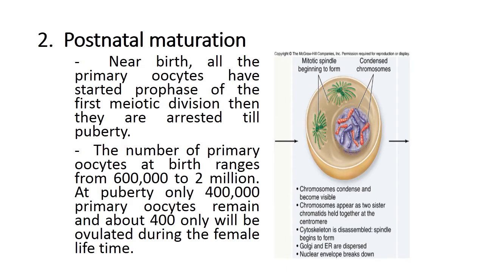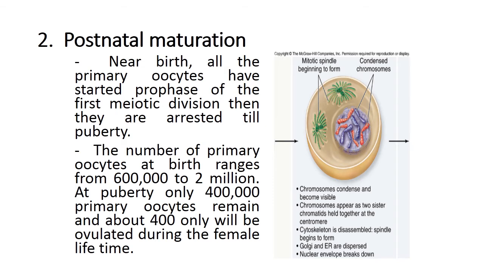The postnatal maturation: near birth, all the primary oocytes have started prophase of the first meiotic division. Then they are arrested till puberty. So that is why we speak of both prenatal maturation and postnatal maturation. Prenatal maturation is found till the stage of prophase of the first meiotic division.